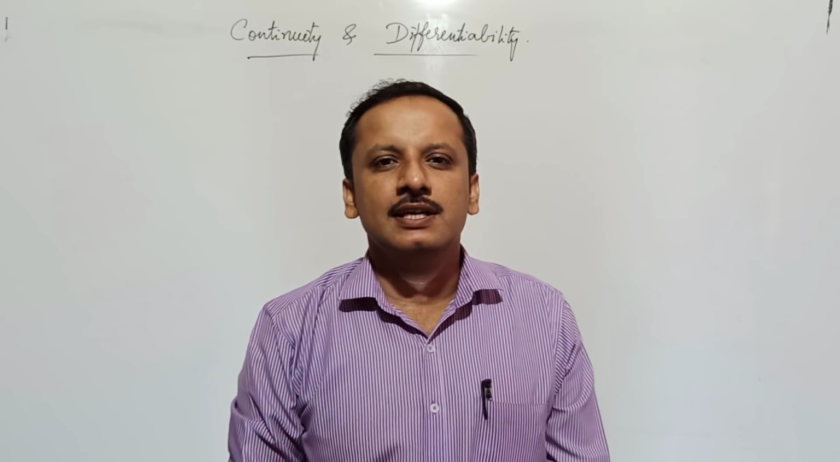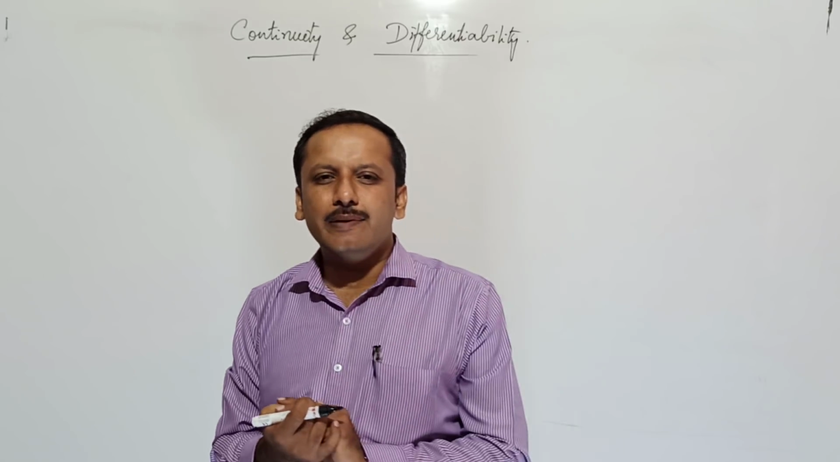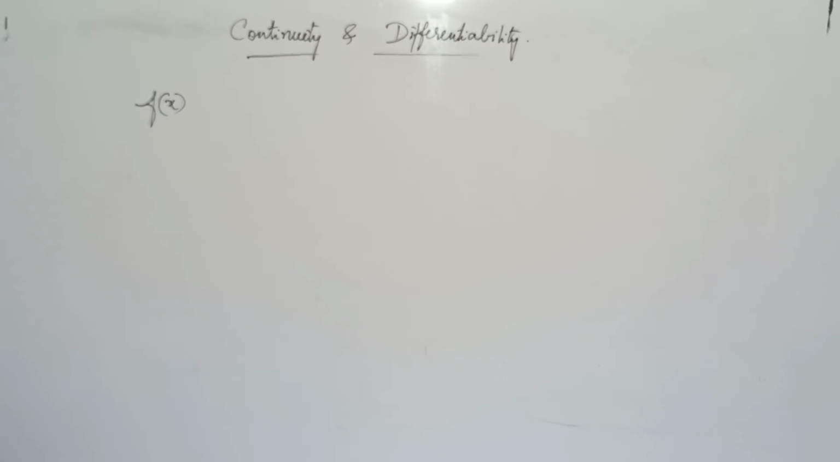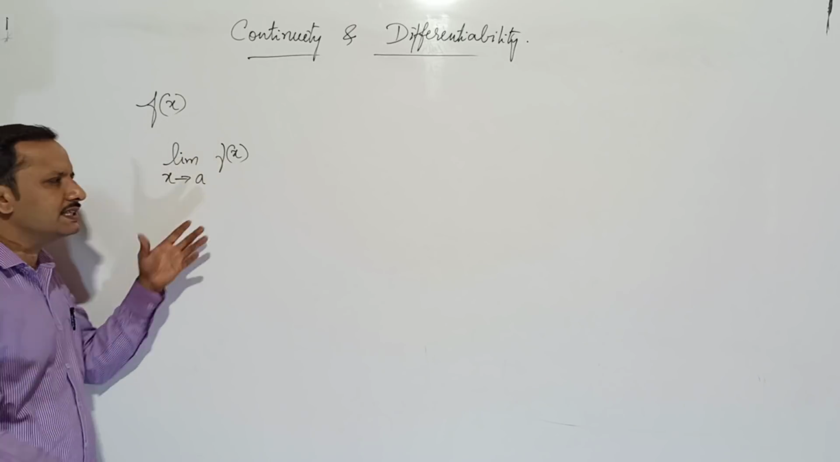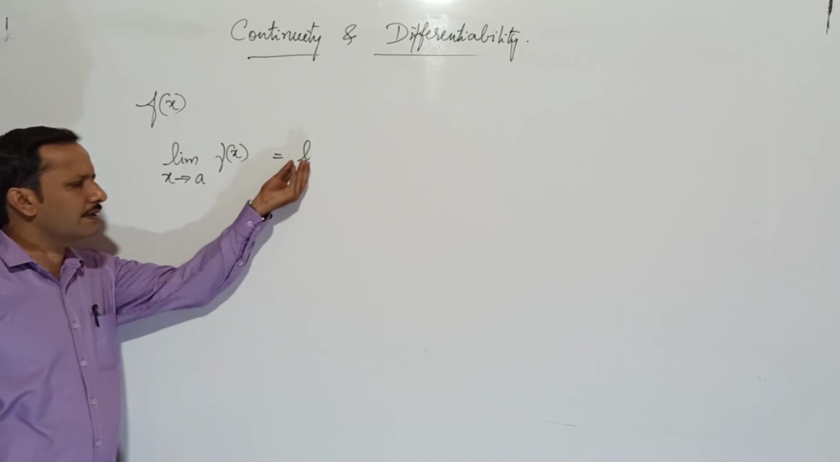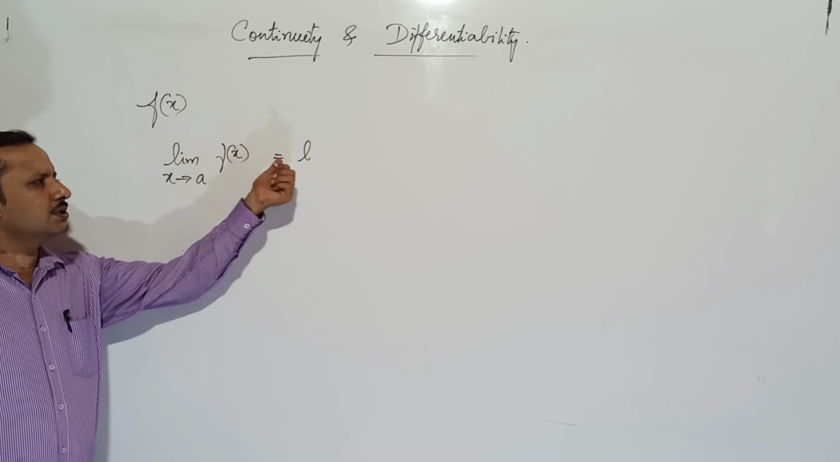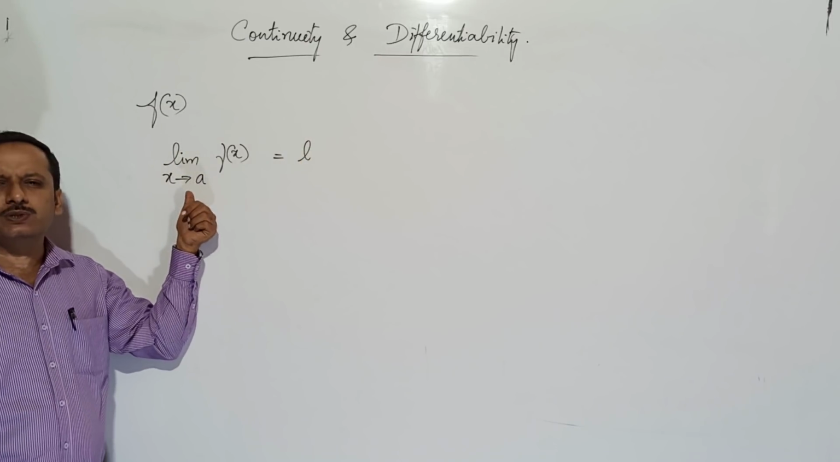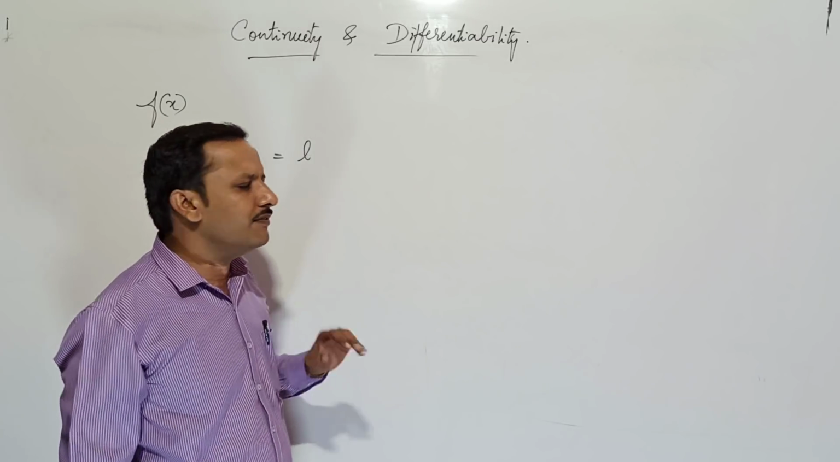So, before we go to continuity, let us first discuss some of the things which we have already studied about limits. Limit of a function. Let f of x be any function. Then we say that limit of f of x as x approaches a is equal to L, provided f of x approaches L whenever x approaches a, be it from the left side or from the right side. Let me give you an example.